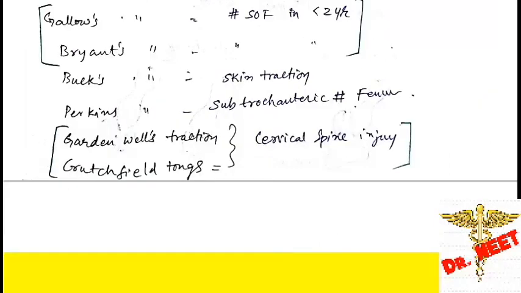Gallows traction and Bryant's traction are used for fracture shaft of femur in less than 2 years old. Buck's traction is used for skin traction. Perkins traction is for subtrochanteric fracture of femur. Gardner-Wells traction and Crutchfield tongs are used for cervical spine injury.